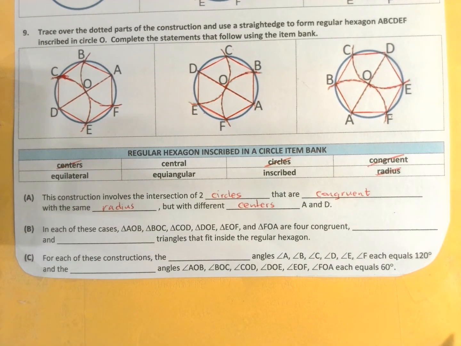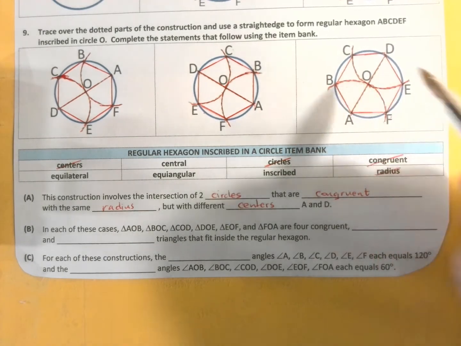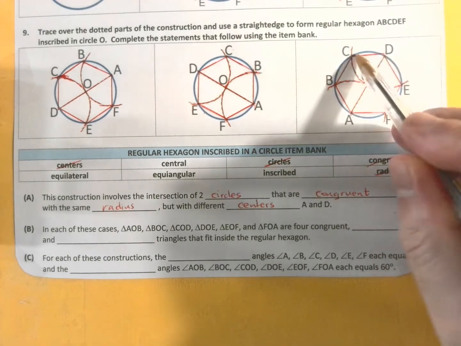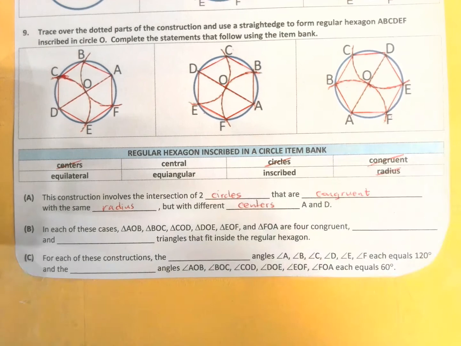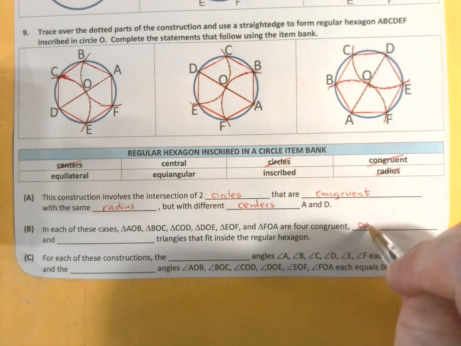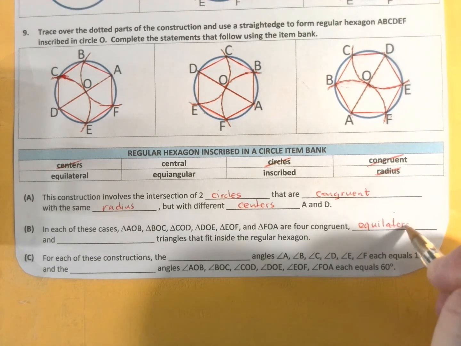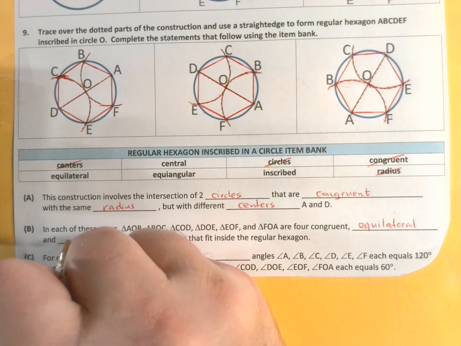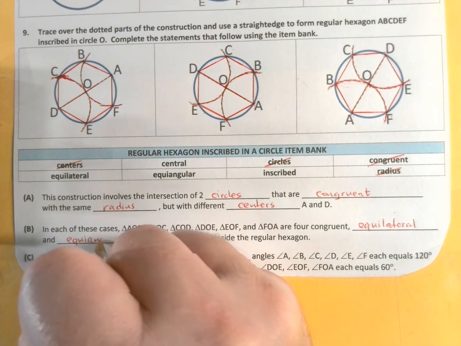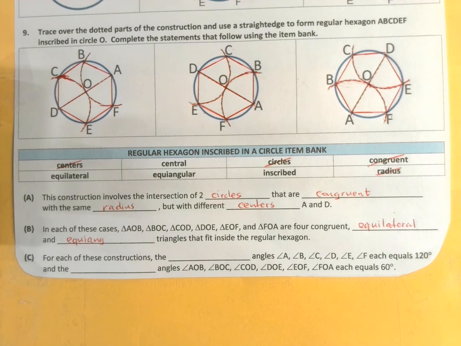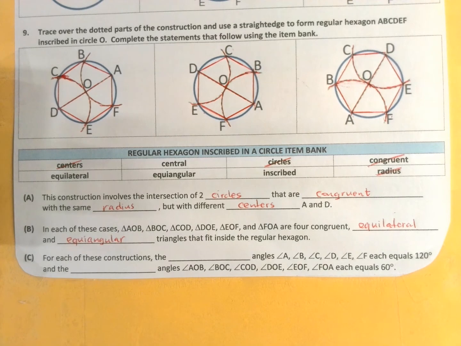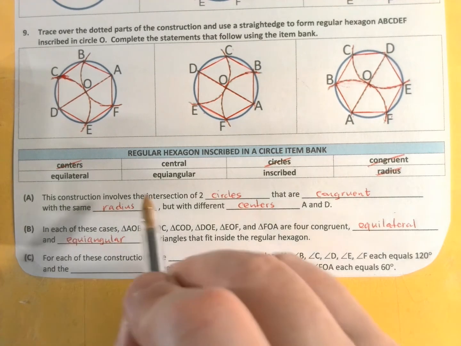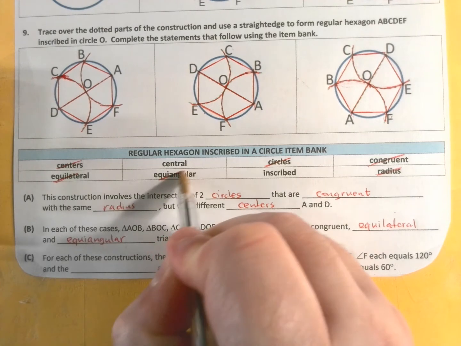If you look at triangle AOB, triangle BOC, triangle COD, triangle DOE, triangle EOF, triangle FOA, all of these triangles are congruent equilateral, which means they have the same congruent sides, and equiangular, which means they have the same interior angle measures. And they fit inside the regular hexagon. So we have equilateral and equiangular.